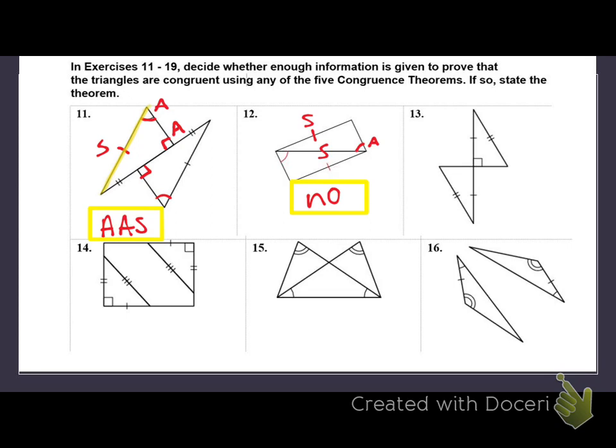Number 13, what do we notice about these 2 triangles? There's a right angle, and it's vertical, right? To this right angle. So if they're right triangles, what should we always ask ourselves? Is a hypotenuse leg. Is the hypotenuse marked congruent on both of them? Yes, they have the 2 tick marks. And then is a leg marked congruent to a leg? Yes. So it is hypotenuse leg.